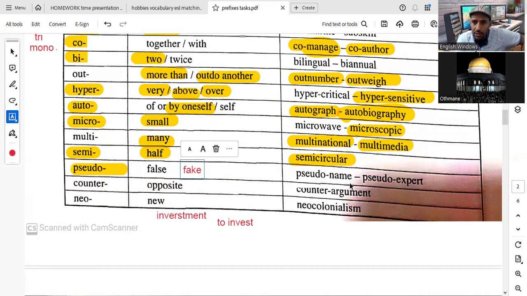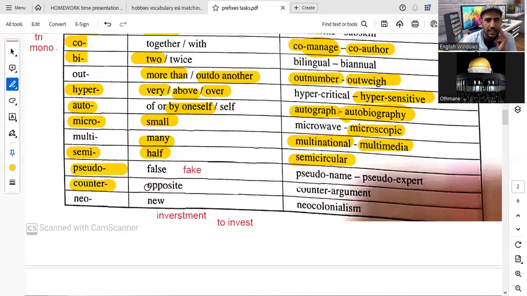Again, here we have pseudonym, we have pseudo experts. Pseudo expert means you're not a real expert, right? It's just someone who pretends to be an expert, but is not. That's it, guys. So pseudo means simply fake. It's not real. And then next we have counter. It means simply opposite. Counter means opposite. Just like counter arguments.